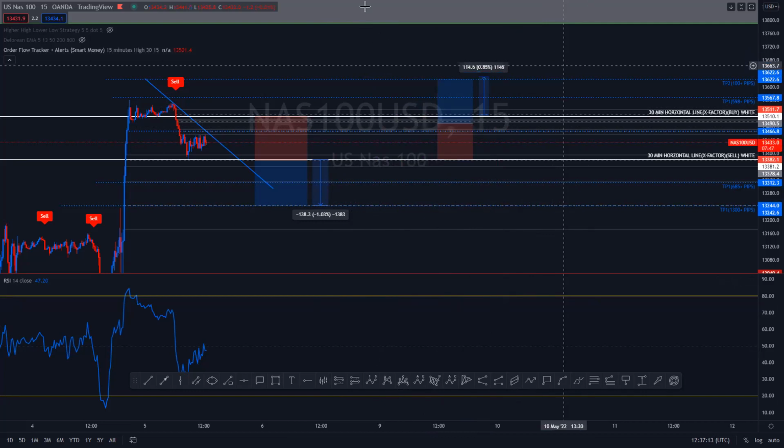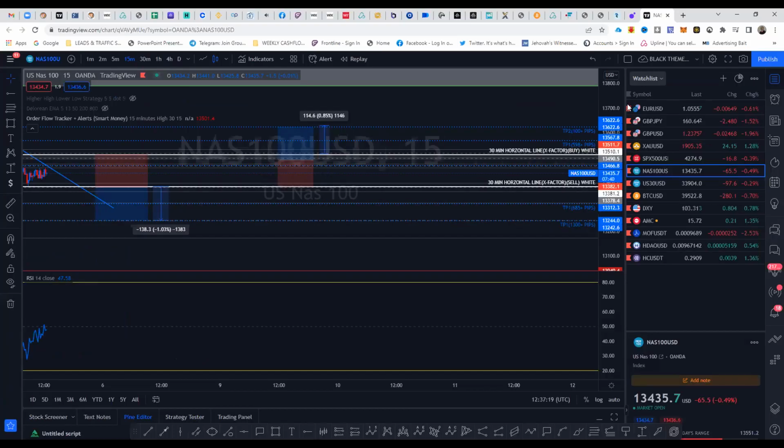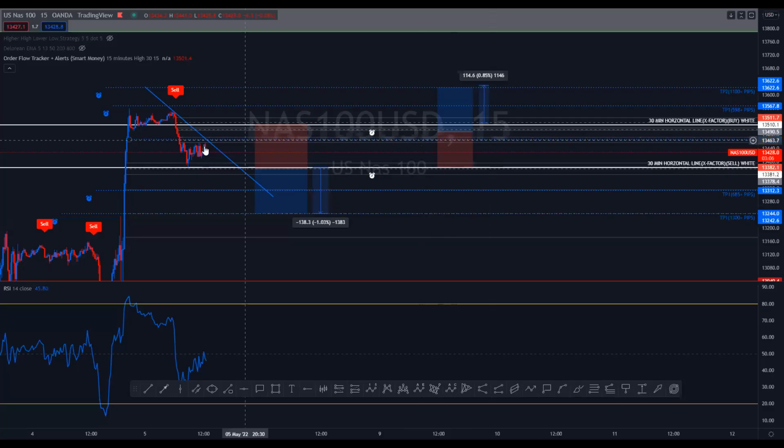Now what I'm going to do is set my alarms for this, and then we're going to move on to the next step. So I'll be right back. All right, so I went ahead and set all my alarms for my take profit zones.